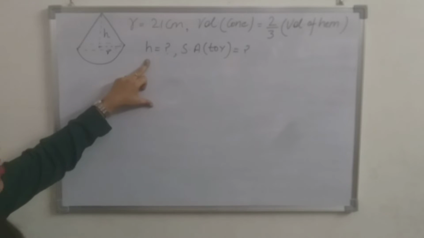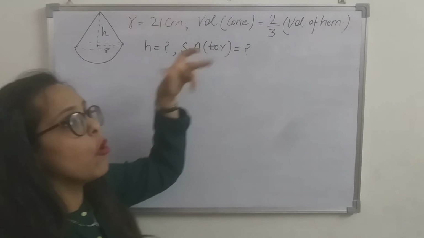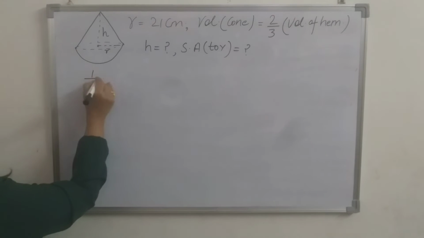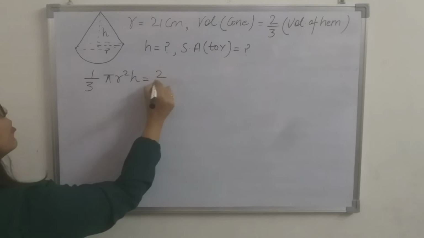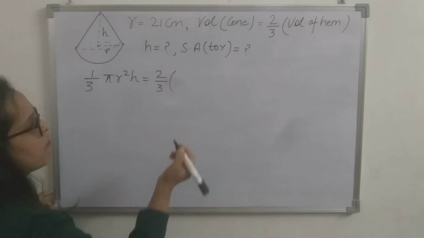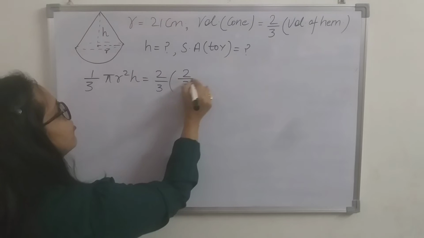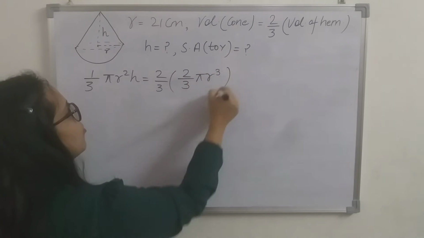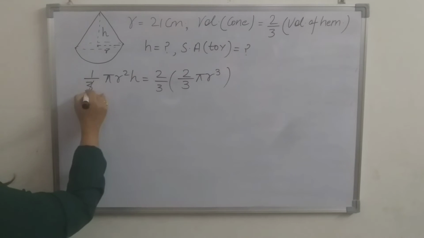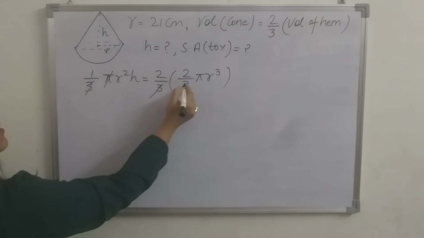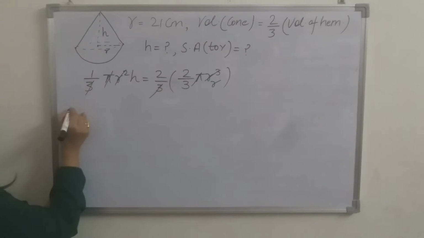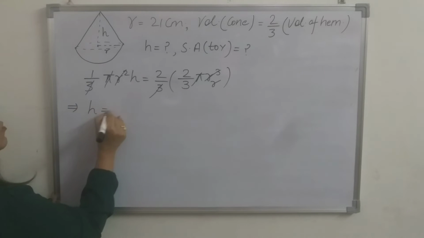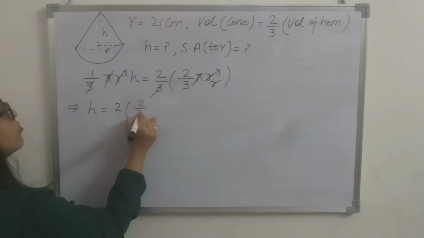Any problem? No. So now move on to our first part, h. How to find h? We will use this relation which is given to us, the volume of cone. What is it? It is 1 upon 3 pi r square h, and 2 upon 3 the volume of the hemisphere. The volume of the hemisphere is what? 2 upon 3 pi r cube. So now we'll cancel the terms. 3 cancels 3, pi cancels pi, r square cancels r cube, r times. So in this way we will get h equals 2 in bracket 2 upon 3 r.